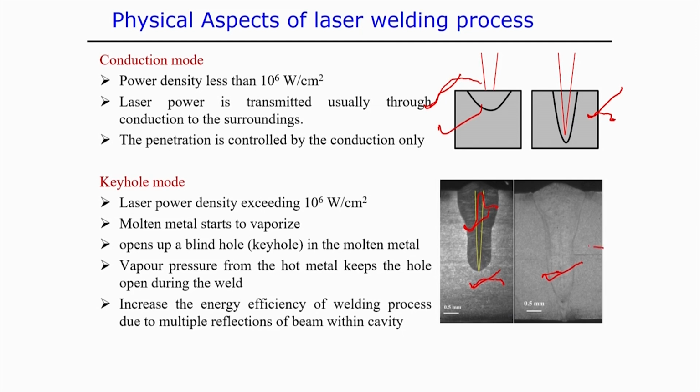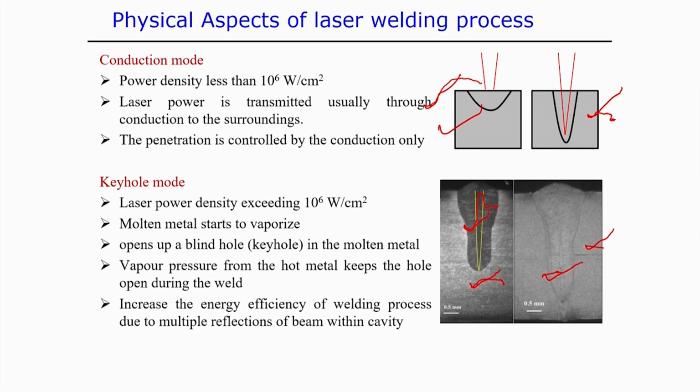The other figure you see is also stainless steel, and this is the weld shape. If we observe the typical shape of the weld pool, it indicates that there must be some formation of the keyhole in this case. Also, we can identify that the power density in this case is much above 10 to the power 6 watt per centimeter square. Based on that also, we can say this is the keyhole mode laser welding process.